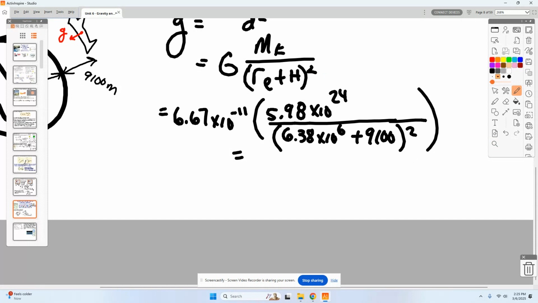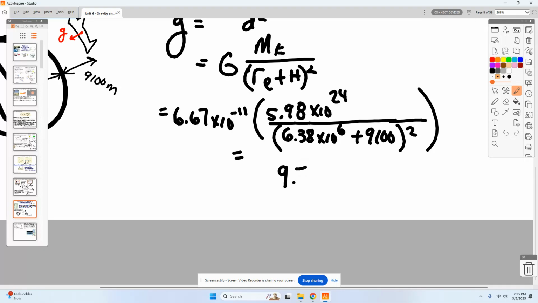It's not going to be 9.8, but it's not going to be that much smaller, because 9,100 is not a really big number compared to 6.38 times 10 to the 6, right? So it's going to be smaller, but not that much smaller. Did you get it? How many people feel comfortable? They feel confident in their answer? About 3/4 of the class. Others aren't just willing to raise their hand.